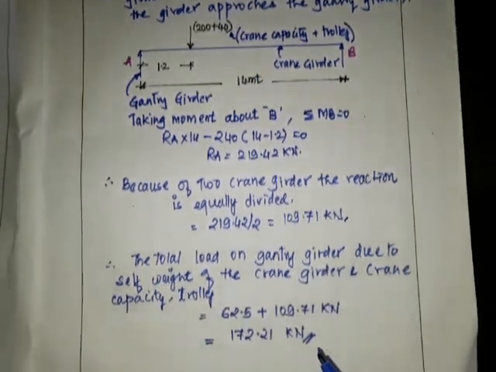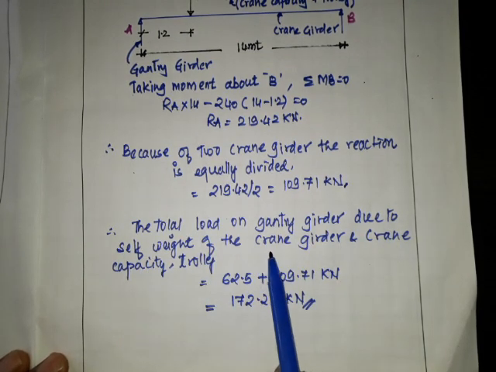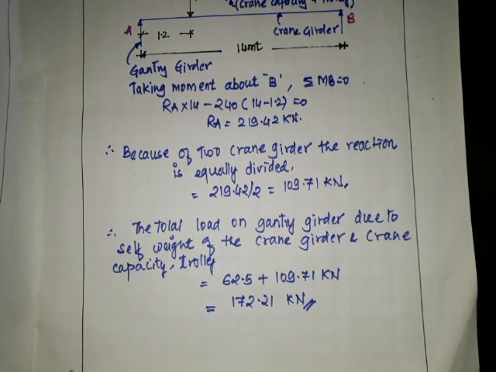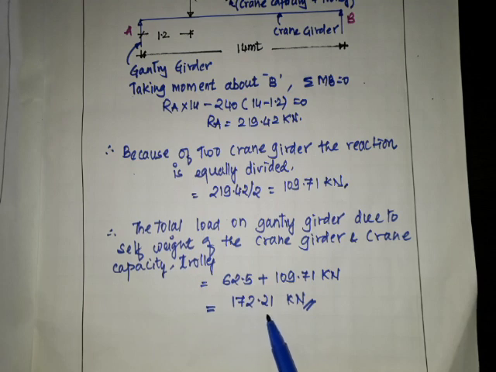Then the total load on the gantry girder due to the self weight of the crane girder, crane capacity and trolley. This 62.5 is because of self weight, and this is because of the crane girder and trolley. So the total load is 172.21 kilonewton. This much load is transferred through a single wheel of the crane girder. Understood?